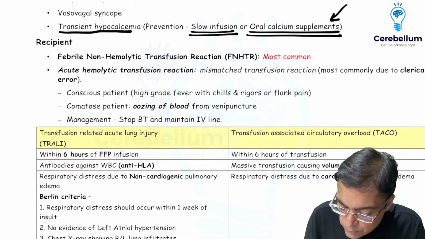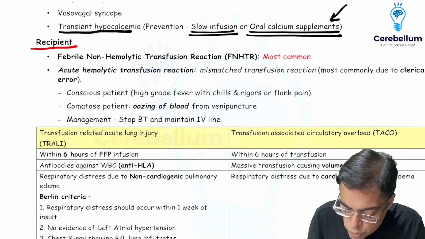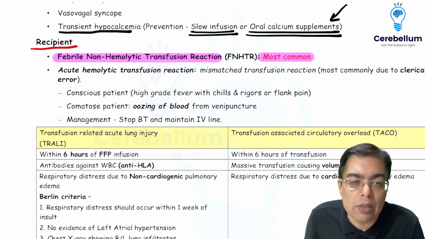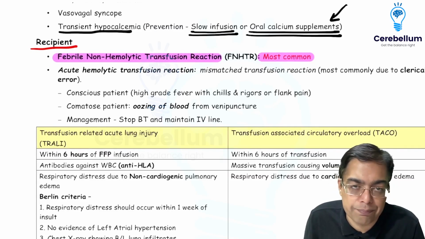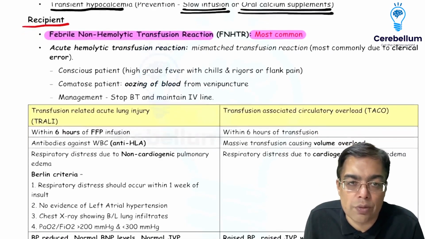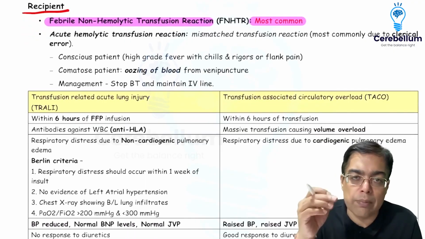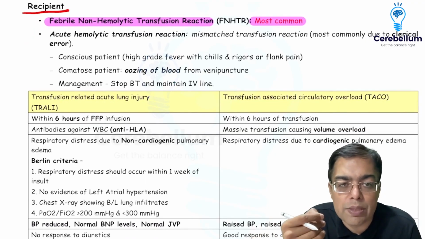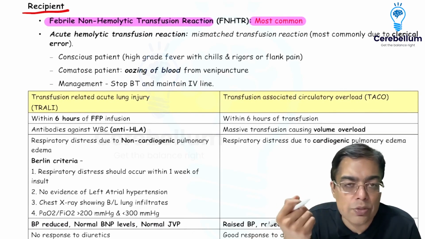Otherwise, what is going to be seen with respect to the recipient is that the most common blood transfusion reaction happens to be the development of a fever, and that is given the name of a febrile non-hemolytic transfusion reaction. Febrile non-hemolytic transfusion reaction. That is typically seen because of the WBCs being given to an individual, and these WBCs are going to be responsible for causing the release of cytokines.